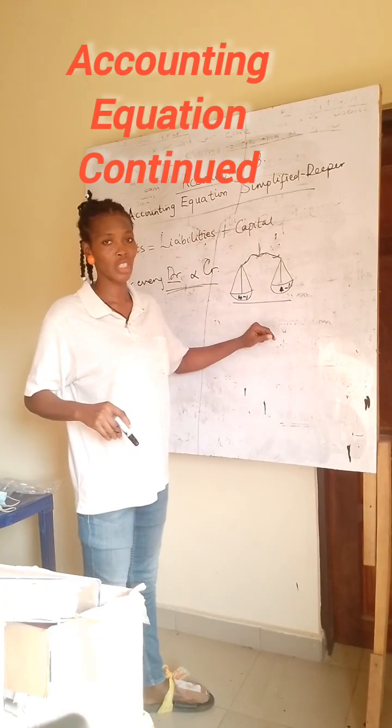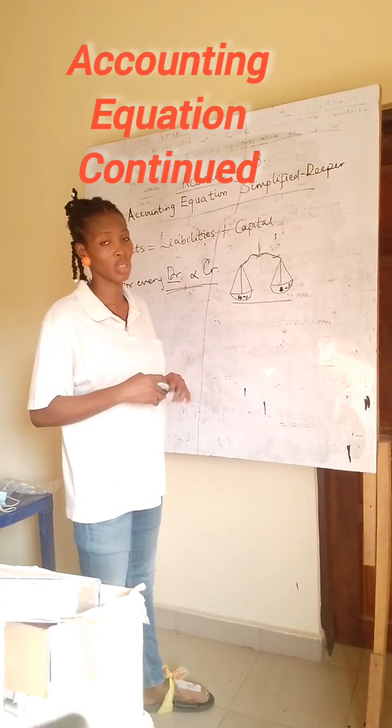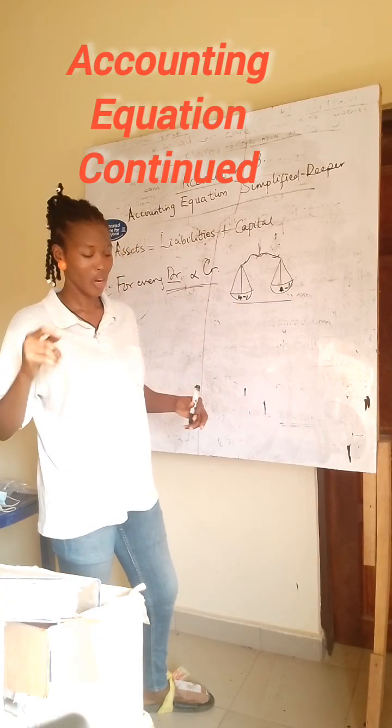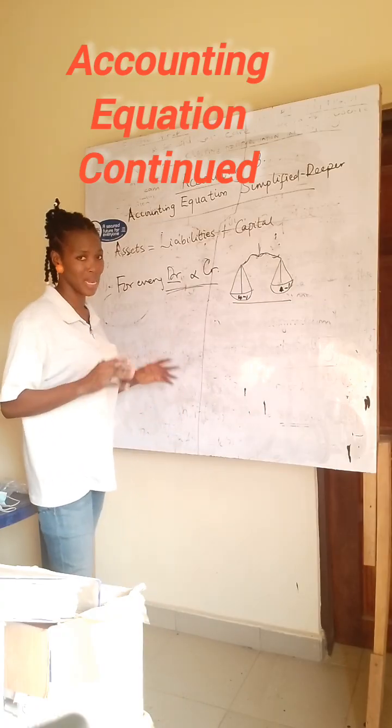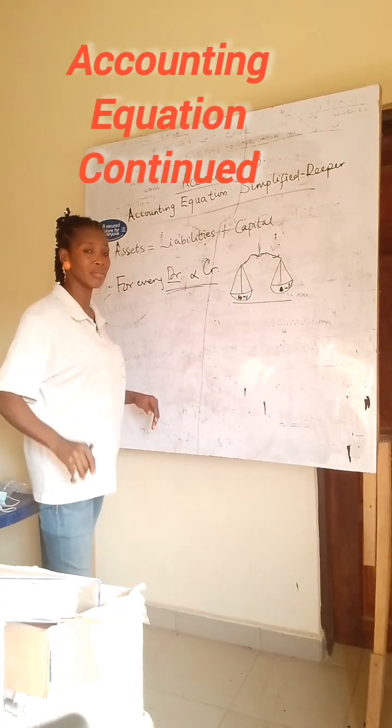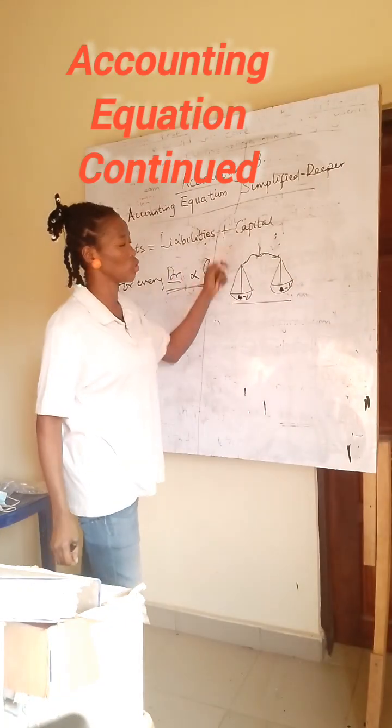Hope this makes sense. This is just for us to understand the accounting equation and the issue of debit and credit, because anything you do in accounting, it must balance the account. At the end of the day, your asset must equal your liability plus capital.